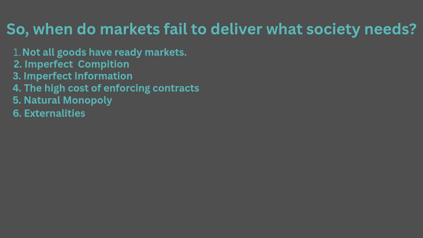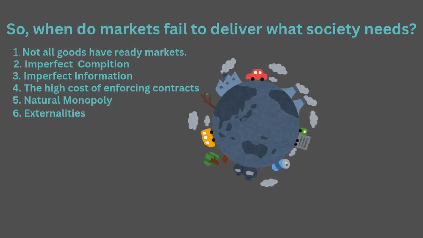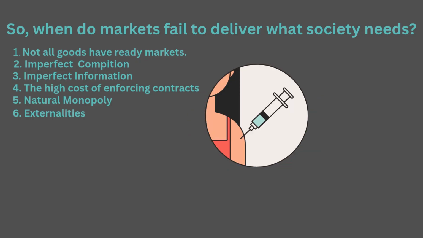Sixth, externalities. Not every cost or benefit of an action is reflected in the price. Driving a car adds to traffic congestion and pollution. Those costs are borne by everyone, not just the driver. The same goes for benefits. Vaccination protects not only the person receiving it, but also others. If left to the market, we'd get too much pollution and too little vaccination. Government action is needed to correct this imbalance.